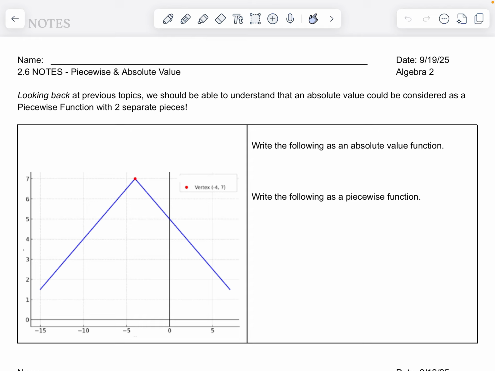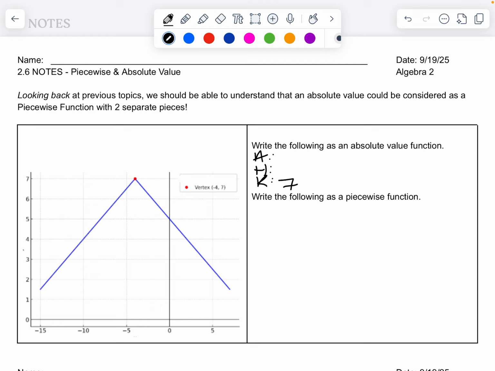So what we do want to do is take a look at this absolute value function right here. We have a graph. The graph's not the greatest graph in the whole wide world, but it does display what the vertex is. It's asking us to first write the following as an absolute value function. So some of the things that I want to pinpoint here, of course, are our A, our H, and our K. It tells us what the vertex is, and our vertex has a K value of 7.